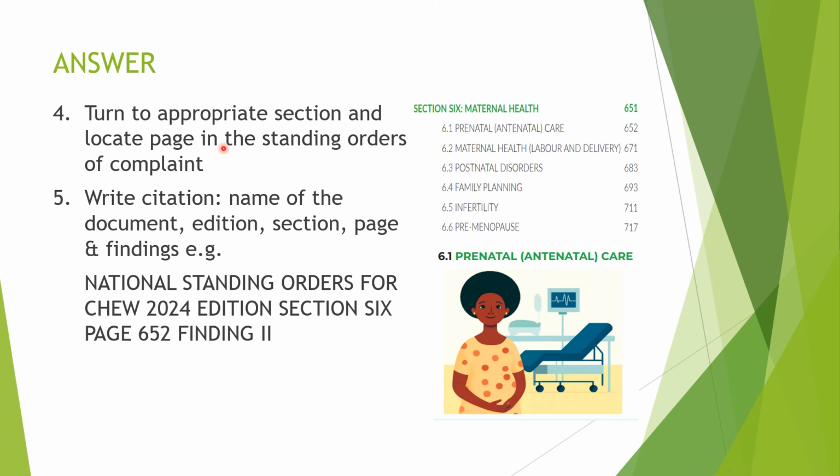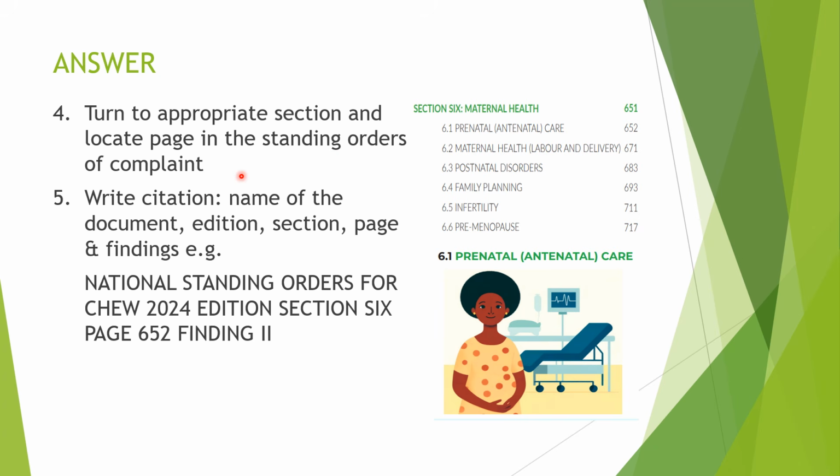So the fourth step will be to turn to the appropriate section and locate the page in the standing orders for the complaint. Now, the case of Mrs. Olorun Shogo is that of bleeding per vagina with lower abdominal pain, and based on how we calculated the last menstrual period, she's about 9 weeks and 2 days. If we look at that scenario, it falls under maternal health because she's pregnant. Section 6 talks about maternal health, you can see it here, Section 6, maternal health. Her case is 9 weeks, which means she's not close to labor and delivery yet. So she will be under prenatal antenatal care, which is page 652. So we're going to turn to that page.